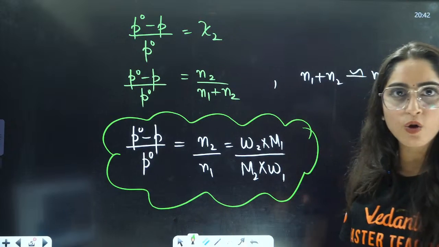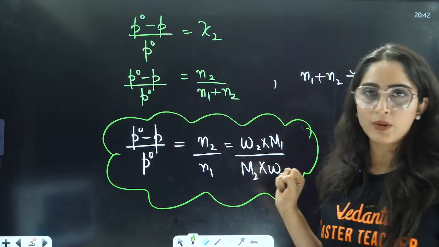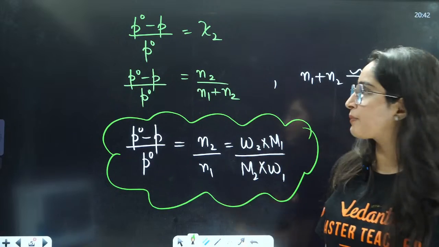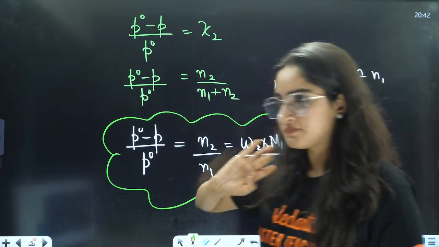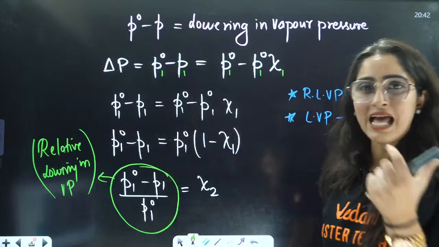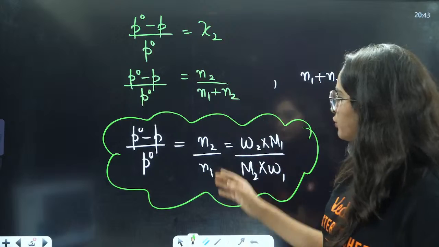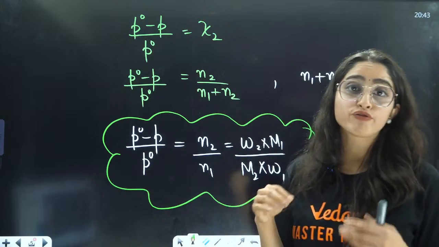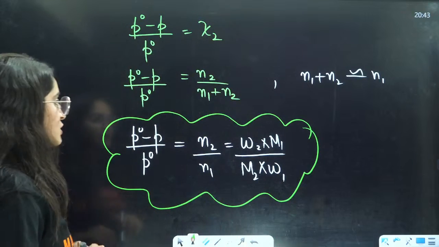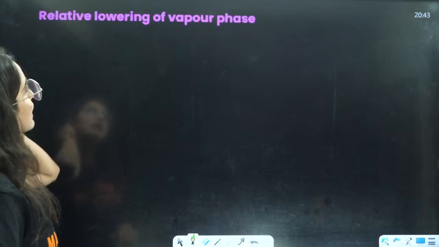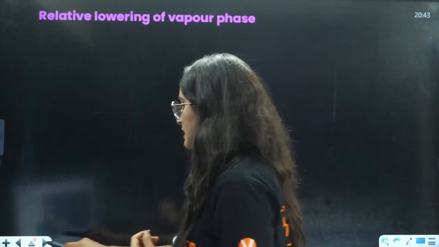And in the question also, if they ask you relative lowering in vapor pressure, then apply this formula. If they ask you lowering in vapor pressure, then you have to calculate P naught minus P only, right? Okay. So, very slight difference between these two things, right? As you can see, this is directly proportional to the mole fraction of solute. That is why it is a colligative property, hence proved, right? Okay, students, understood? Relative lowering in vapor pressure, right?